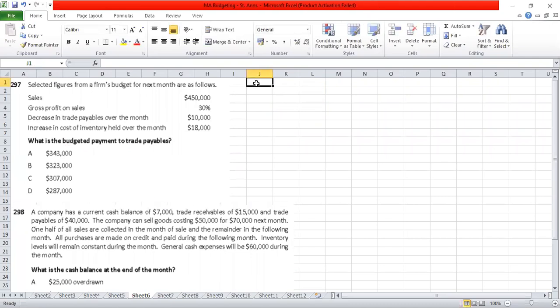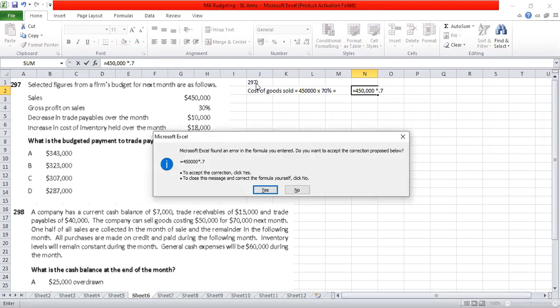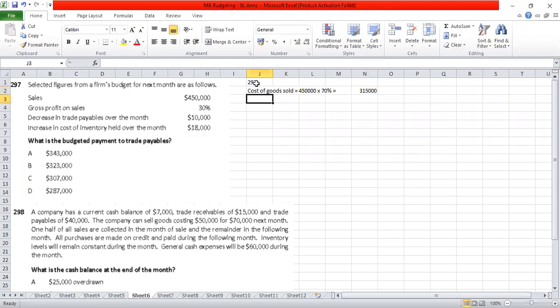So 70% of 450,000, let's calculate what is cost of goods sold. This is question number 297. Cost of goods sold is equal to 450,000 into 70%, which is equal to 315,000. Yes.